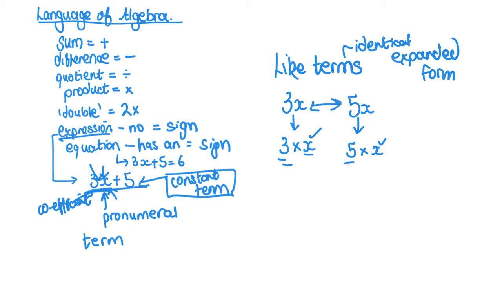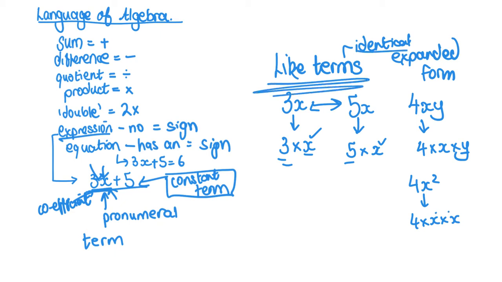But if I was to bring xy to the mix, 4 times x times y, that is not a like term. Can you see how there's a y there? Or maybe 4x squared, which is the same as 4 times x times x. We've got 2 x's. No good. So when we want like terms, they are identical in expanded form in terms of letters. So we can add and subtract like terms.